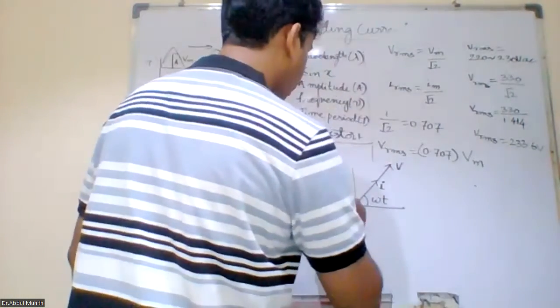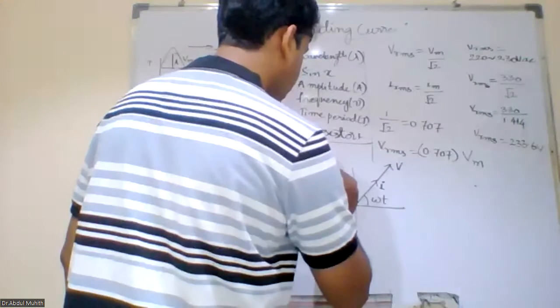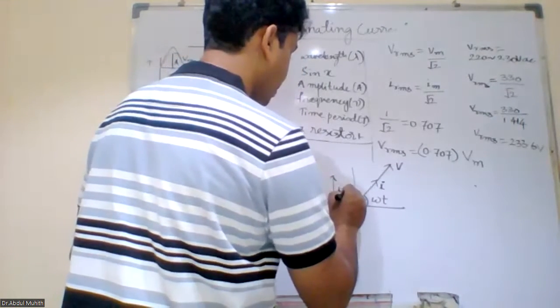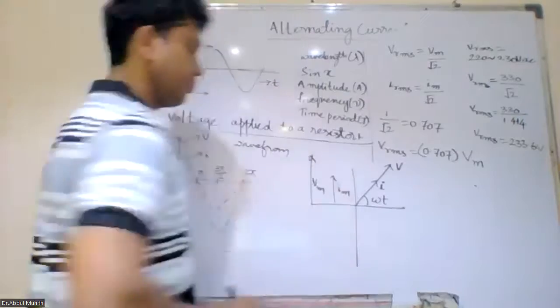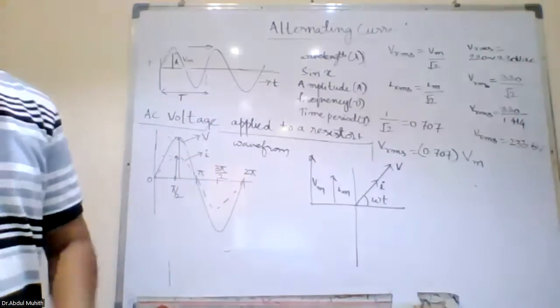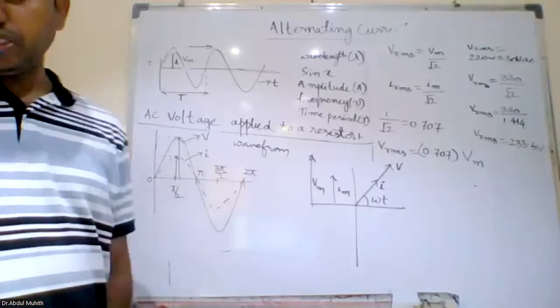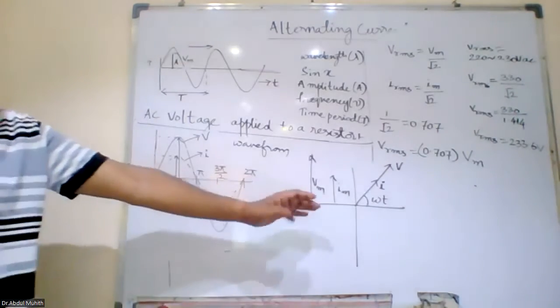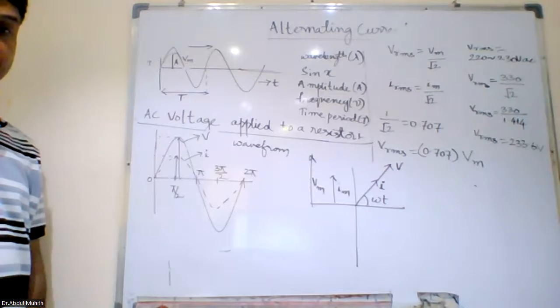Now what is the voltage? The amplitude of the current is this much. This is Im, and this is Vm. Is that clear? This is a phasor diagram. Is that clear?